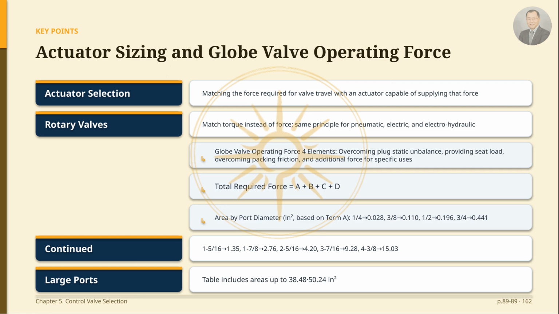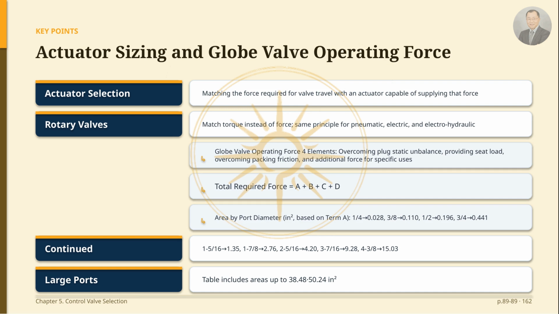The force required to operate a globe valve consists of 4 components. First, the force to overcome static unbalance of the plug. Second, the force to provide a seat load. Third, the force to overcome packing friction. And fourth, additional forces required for certain specific applications or constructions. Therefore, the total force required is expressed as the sum of A, B, C, and D.